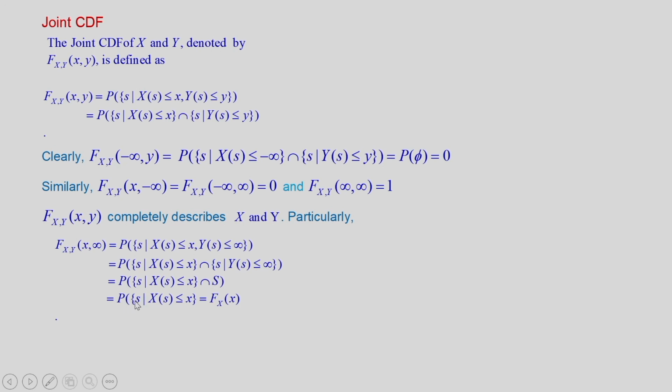Therefore, it will be the probability of s such that X(s) is less than or equal to small x, which is equal to the CDF of X at point small x. So, from the joint CDF we can find the individual CDF F_X(x), and it is called the marginal CDF. So, the marginal CDF can be obtained from the joint CDF.